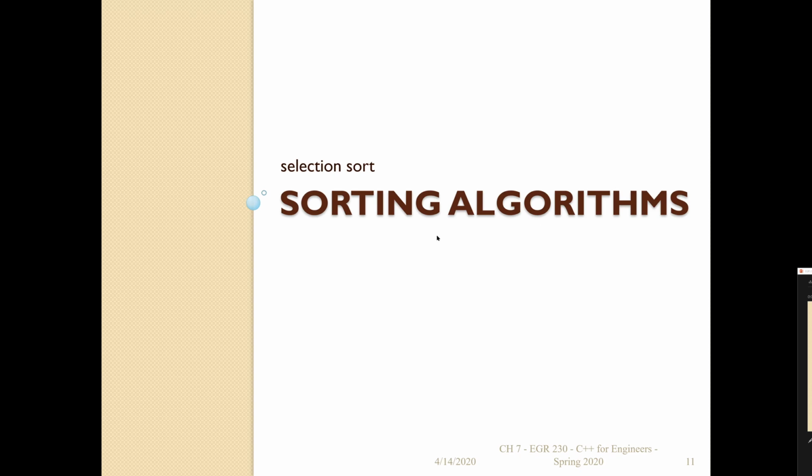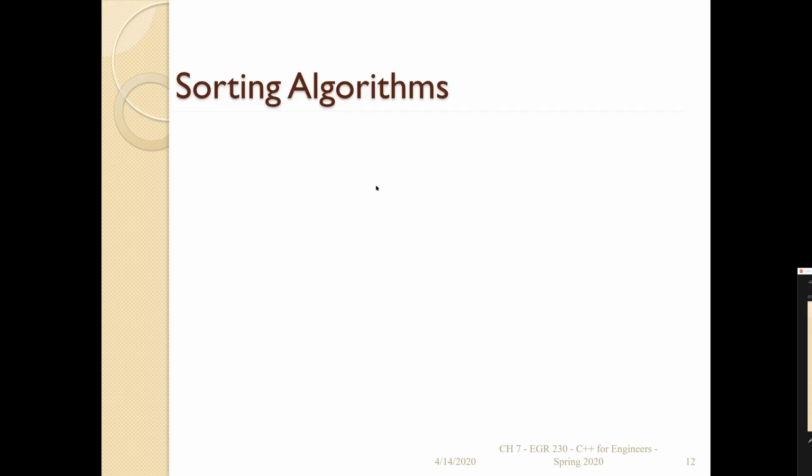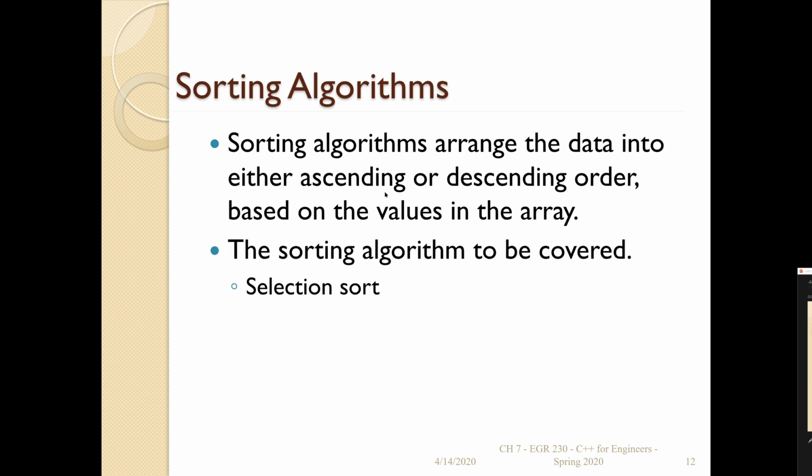We're going to talk about sorting algorithms now. And one sorting algorithm we're going to look at is a selection sort. Okay. Basic idea. What are we trying to do? We're trying to arrange the information contained within the data or the data set in an ascending or descending order.